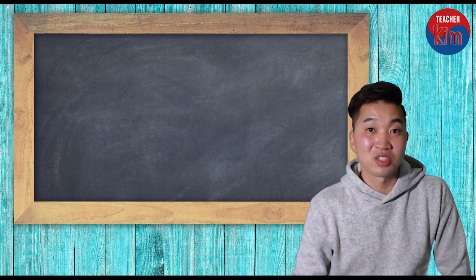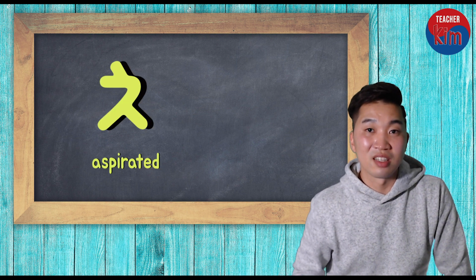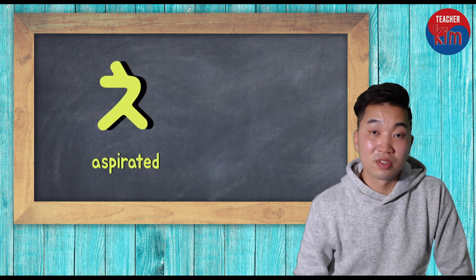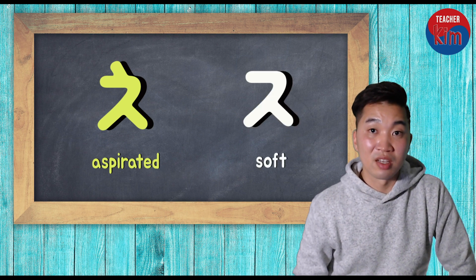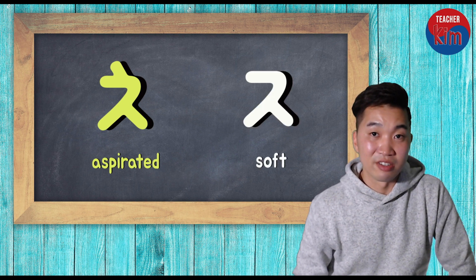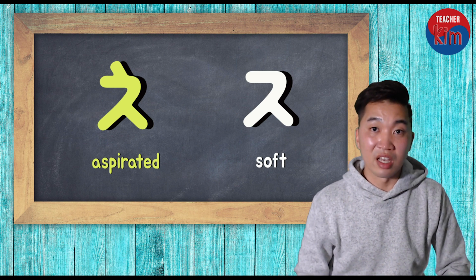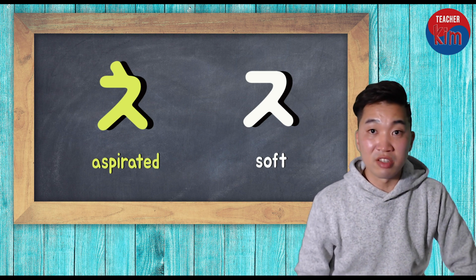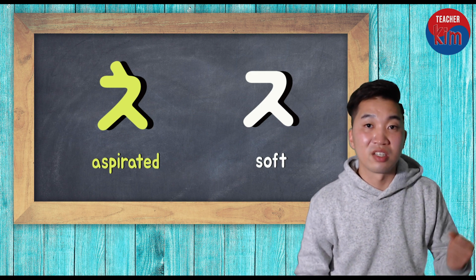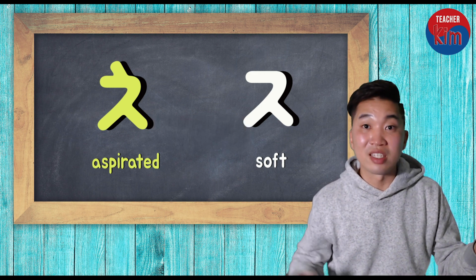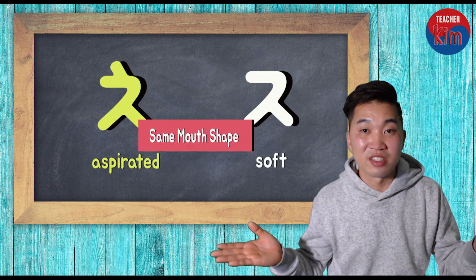Let's move on to the last one for this lesson. That is the last aspirated consonant. It looks very similar with soft consonant T, right? It has just one more tiny line on top, and it sounds like CH in English. Soft consonant is J, and aspirated is CH. Can you notice the difference?